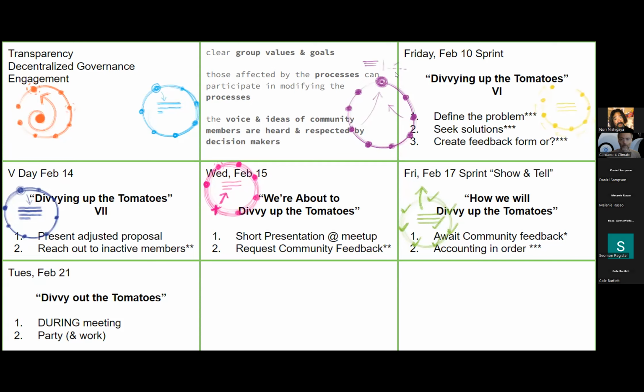And then next Friday is basically the show and tell of how we will divvy up the tomatoes, and still await community feedback. The deadline for that would be February 21st or probably the 20th. And then at that point, we've got all the accounting in order for all the proposals. And then on February 21st, it'd be really cool if we could actually divvy out the tomatoes during the meeting and party afterwards, because this has been a lot of work. And I think it would be time to celebrate. So let's see how we go here.